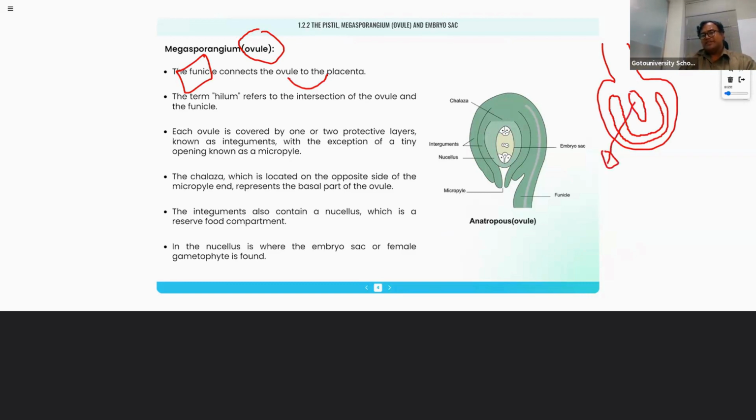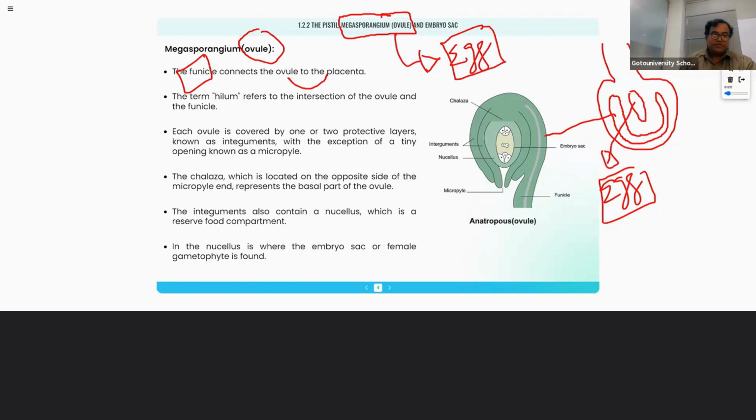We need to ask questions. Where is the egg? Inside the ovule. Who is nourishing the ovule? This placenta. Where is the placenta? Inside the ovary. Where is the ovary? Inside the female reproductive system. What is the other name of the female reproductive system that we already told you? Gynoecium. This gynoecium is having megasporangium or ovule. This ovule is having the egg to do the fertilization process, right?